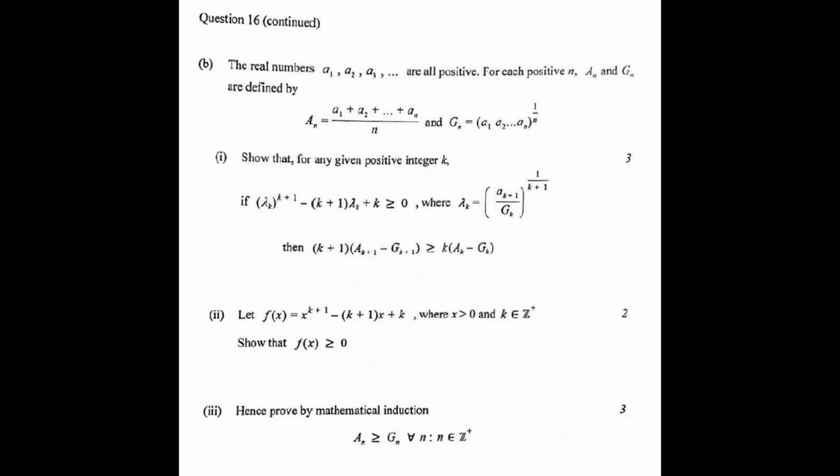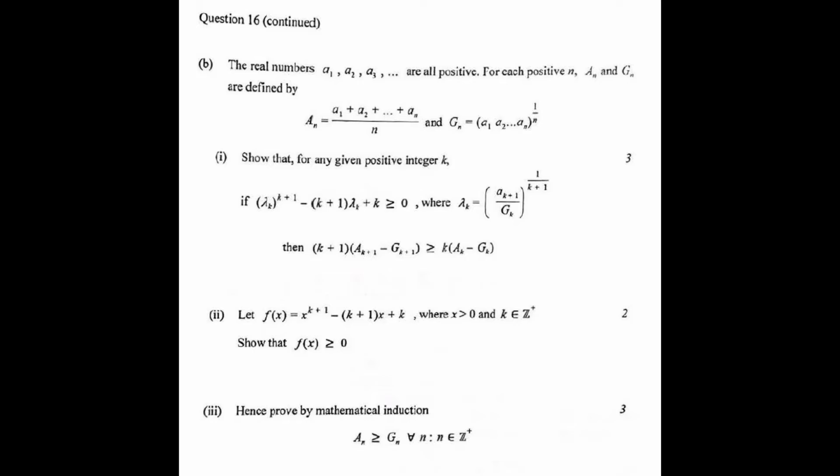So part 1, which is worth 3 marks, asks us to show that for any given positive integer k, if we're given this condition: lambda k to the power of k plus 1, minus k plus 1 times lambda k, plus k, is greater than or equal to 0, where lambda k is defined as lowercase a k plus 1 on uppercase Gk, all to the power of 1 on k plus 1, if all of that is true, then we need to show that the inequality k plus 1 times capital A k plus 1 minus capital G k plus 1 is greater than or equal to k times capital Ak minus capital Gk.